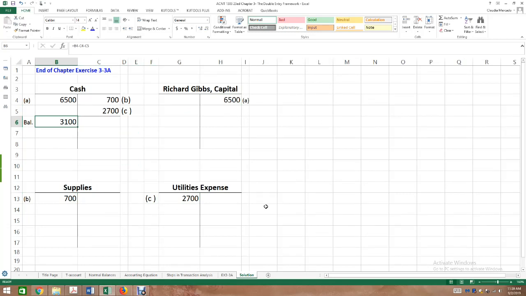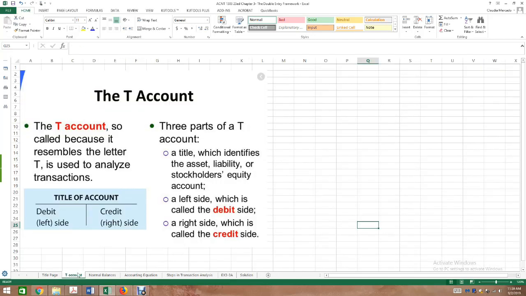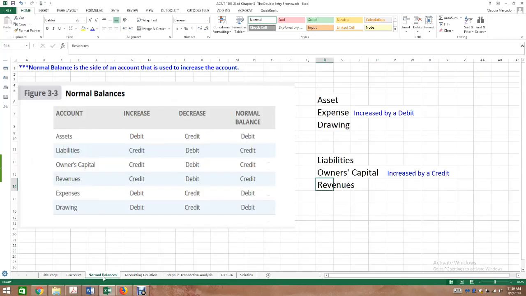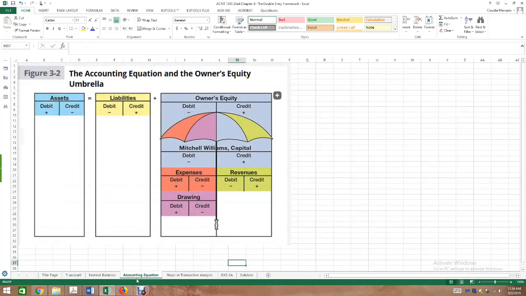I hope this short presentation provided an overview of what a T account is. Very important, understanding what a T account is, the normal balances of your accounts. Make sure that you print this figure out from your textbook and you understand everything here, what increases and what decreases each of the accounts. You also print out your figure 3.2, which is the accounting equation. That way you know if you have an increase or a decrease for each of the categories, whether you have to debit or credit.